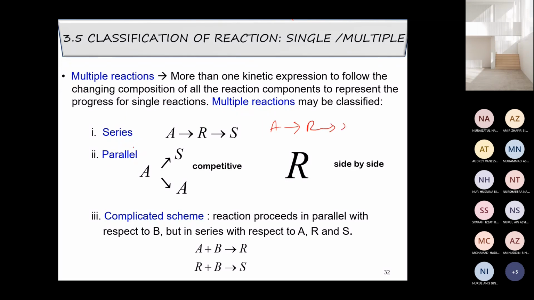Tapi kalau parallel from A, kita akan ada ke S and we will have a here. Sebenarnya benda ni ada dulu, syllabus you kena belajar enzim dalam chemical reaction engineering, tapi dia dah keluarkan syllabus tu, dia masuk pada reaction 2. That's why kalau you akan belajar enzim, you akan belajar more pada kompetitif, non-kompetitif, banyaklah nak ada punya terms here. Then we have a complicated scheme. Reaction proceed in parallel with respect to B, tapi dia akan produce in series with respect to A, R and S. So we have A plus B is equal to R, tapi lagi satu reaction we have R plus B is equal to S.